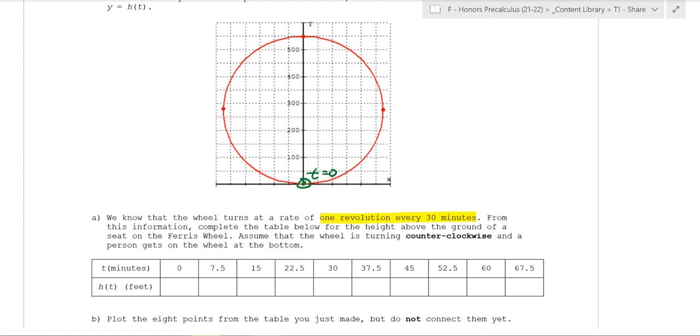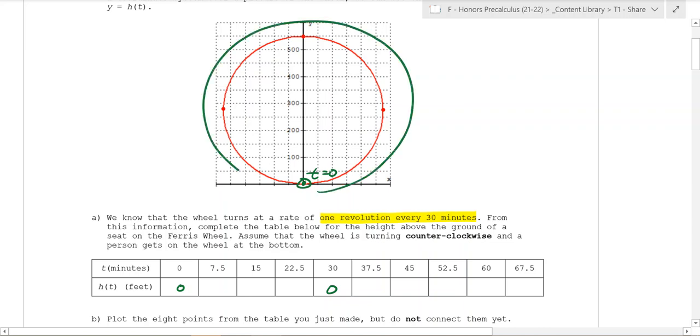From this information, we're going to complete a table. The key is that it's going counterclockwise, which is in this direction, counterclockwise. So if it takes 30 minutes to go all the way around and it starts at a height of 0, we know that it's going to be back at a height of 0 after 30 minutes. Well, halfway, and we're assuming it's going at even speed. It's going even speed all the way around. It's not speeding up or slowing down.